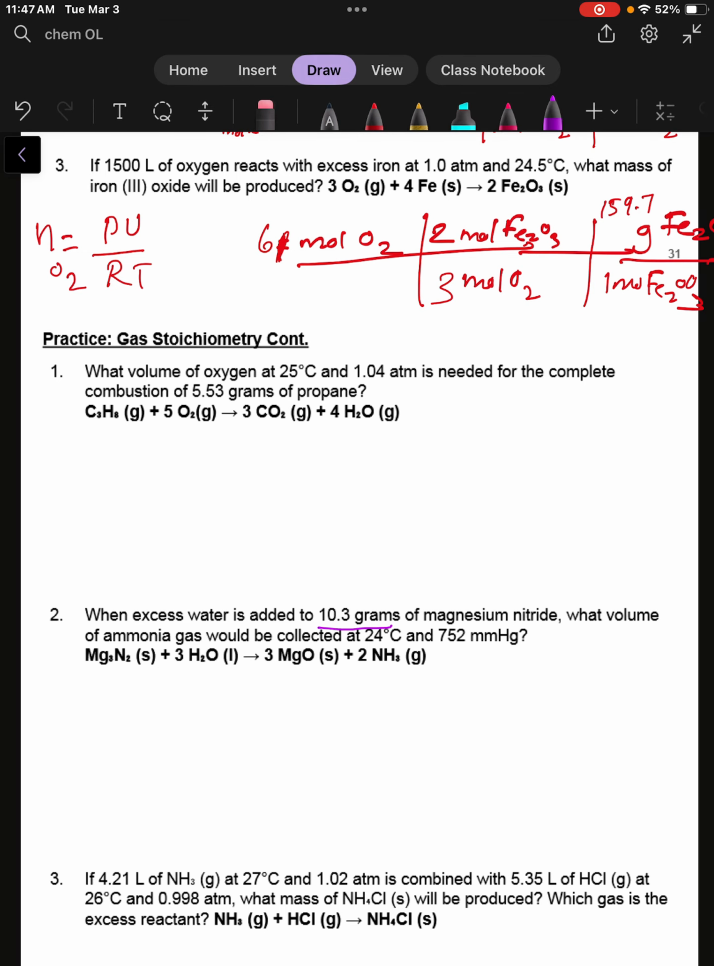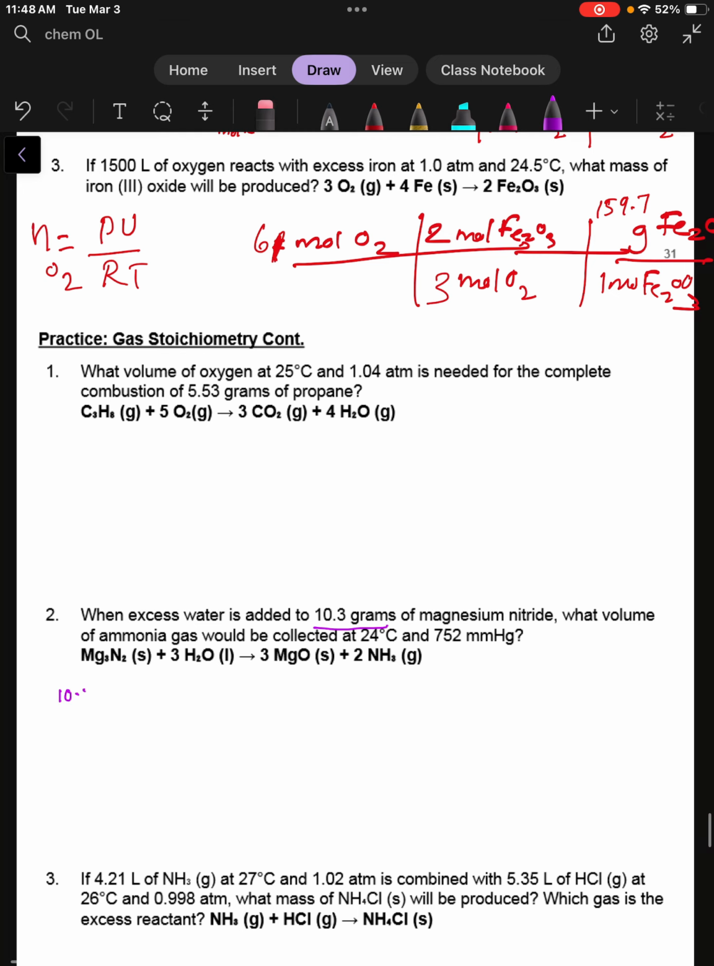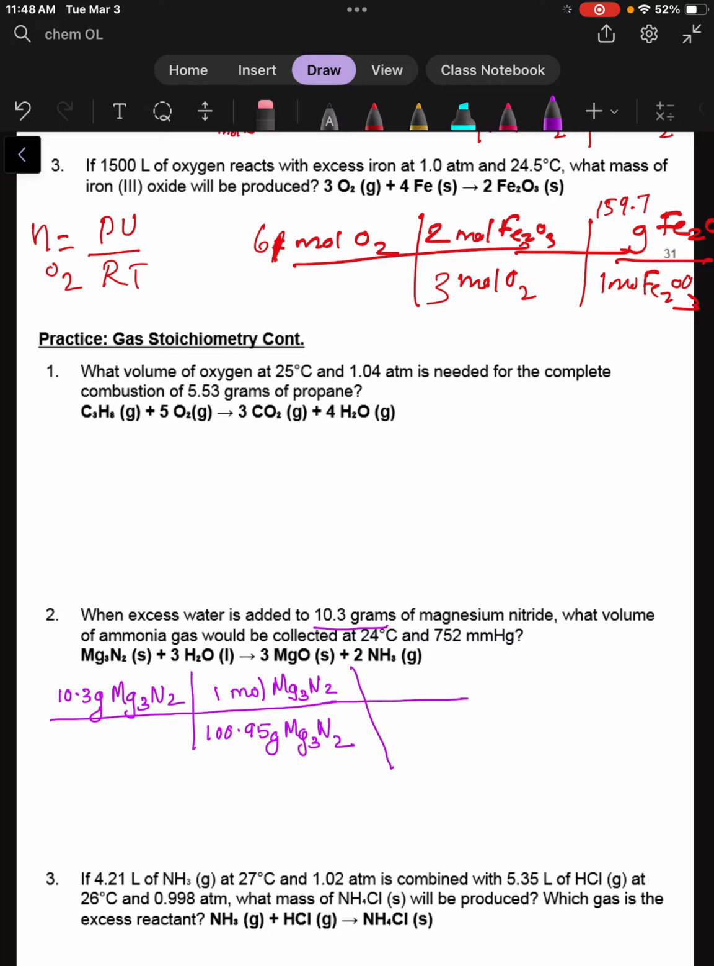This one is given in grams. If it is grams, you don't need to worry about whether it is STP or not, because mass will not be affected by temperature or pressure or volume, right? So we can directly start our T chart. We start with 10.3 grams of Mg3N2, that is your magnesium nitride. Then you divide by the molar mass of magnesium nitride, and that is 1 mole of Mg3N2. Now you have moles.